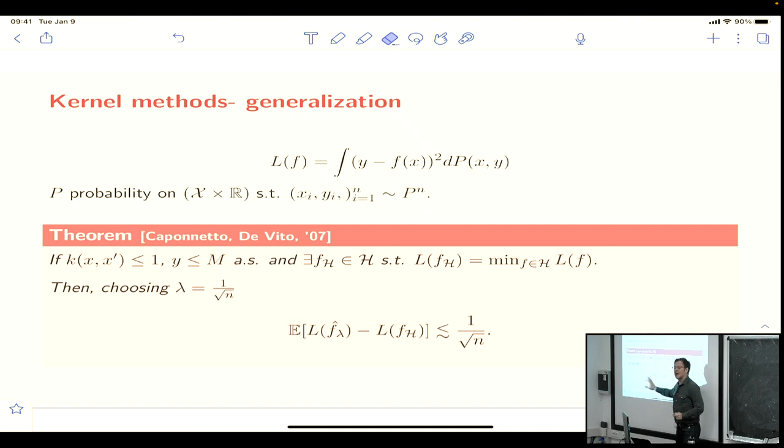How good is this bound? Under this assumption, it's as good as it gets. There is a matching lower bound. It's just a simple bound, not a fancy one.